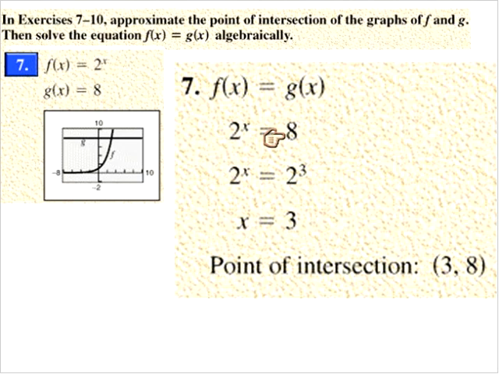Using our properties, if I can get the same base 2, I know that I can set my exponents equal to each other. So let's rewrite 8 as 2 to the third power. And now that they both have base 2, I can just say that x equals 3. Therefore, the point of intersection will be x equaling 3 and when y is 8.